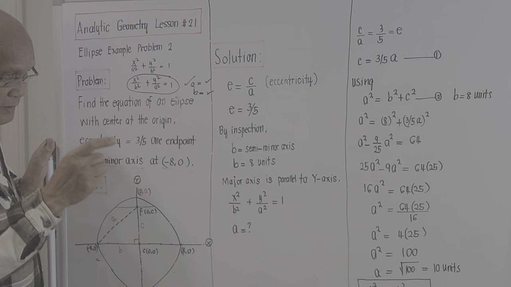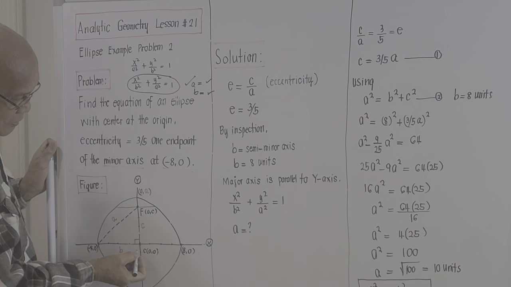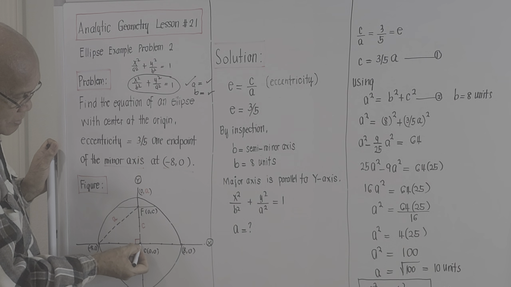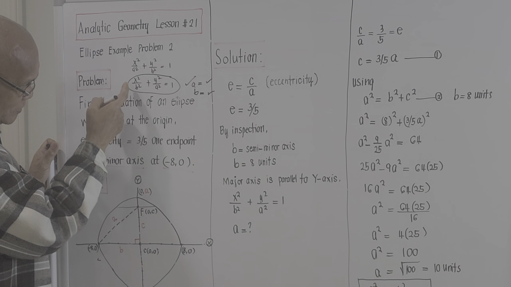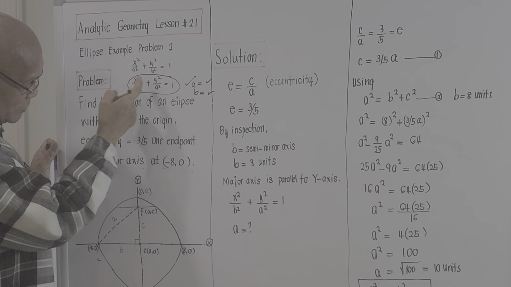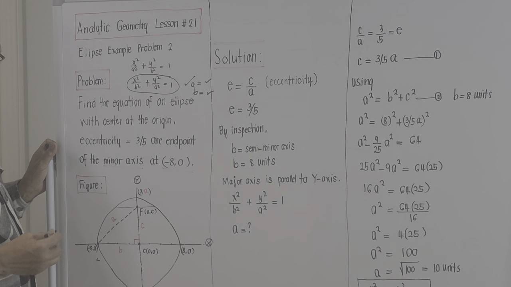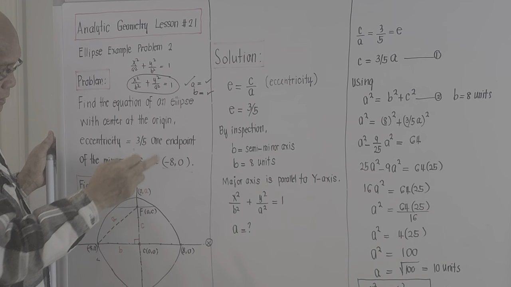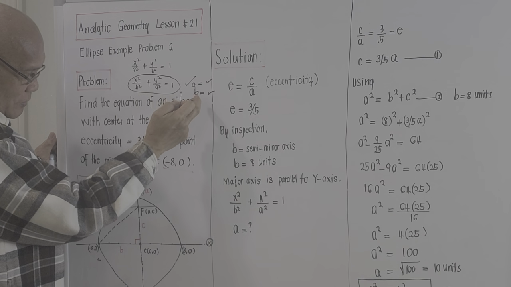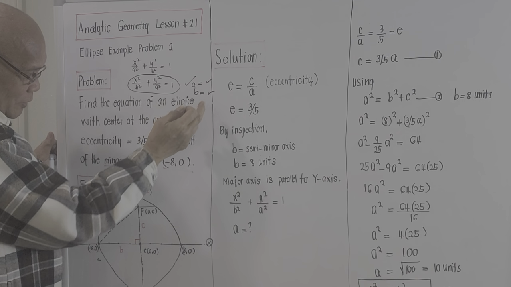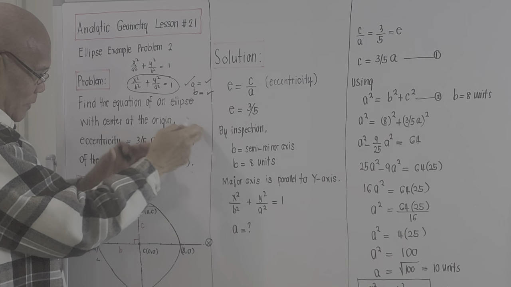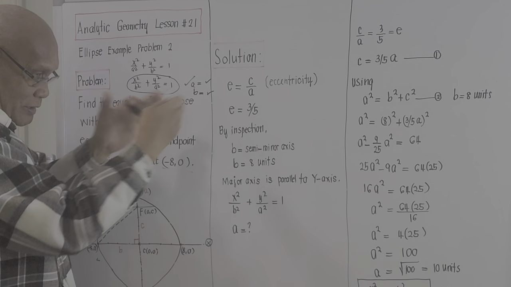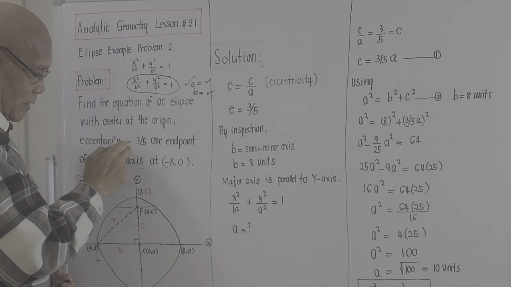Anyway, the center of the ellipse is at the origin. So this is simply x squared, and this is y squared. So to compute for the equation, we must compute for A and for B. Then we'll place these two values back here, and we could now bring out the equation of the required ellipse.